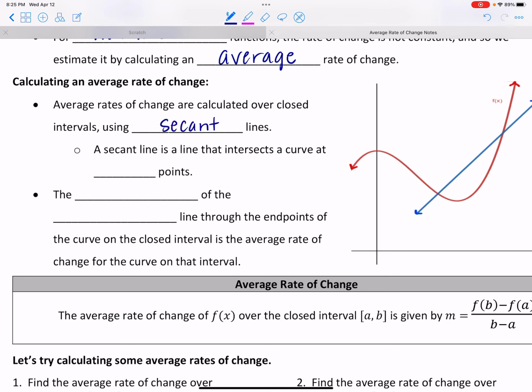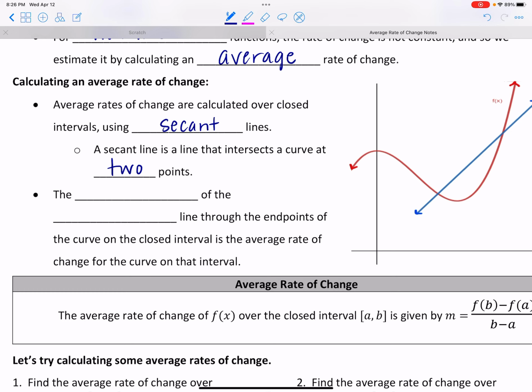So I introduced a tangent line to you in the previous topic. A tangent line is going to intersect a curve at one point, at a single point. A secant line is a line that intersects a curve at 2 points, and you probably could have guessed based on the picture there. And now I'm going to say something that's going to sound a little confusing.